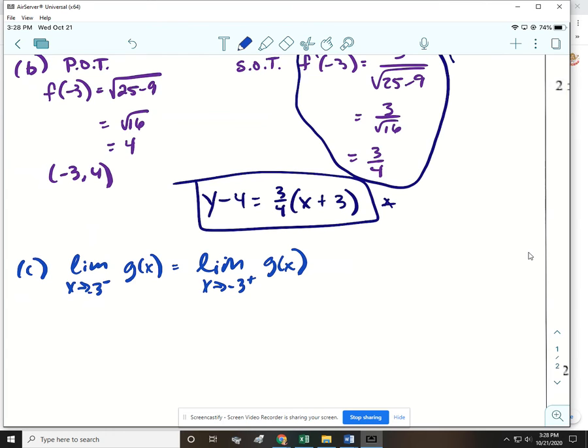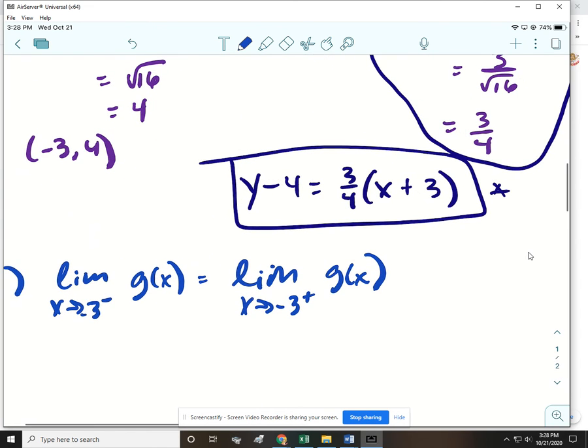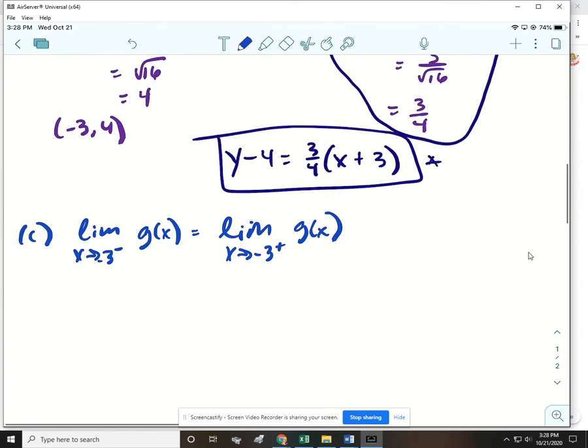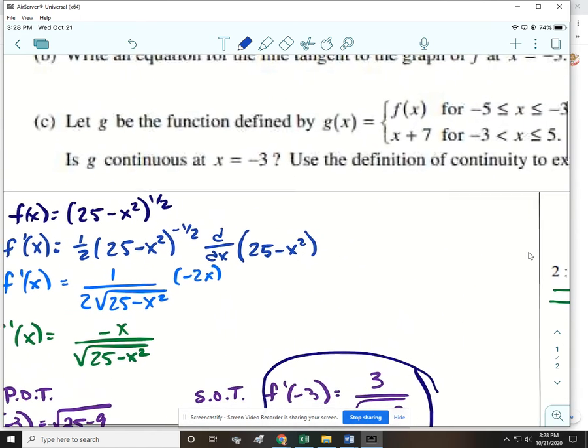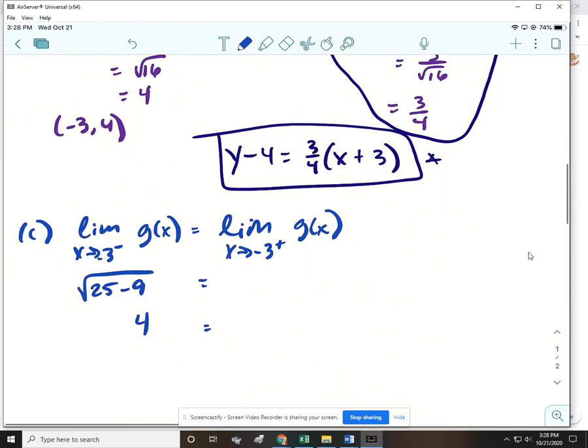All right, now we have already put -3 into the f of x function, but I'm going to write it again just to make sure. Well, I already know that's 4. And then to put it into the other piece, we're just going to put it in for the x. And we get 4, so that's good.